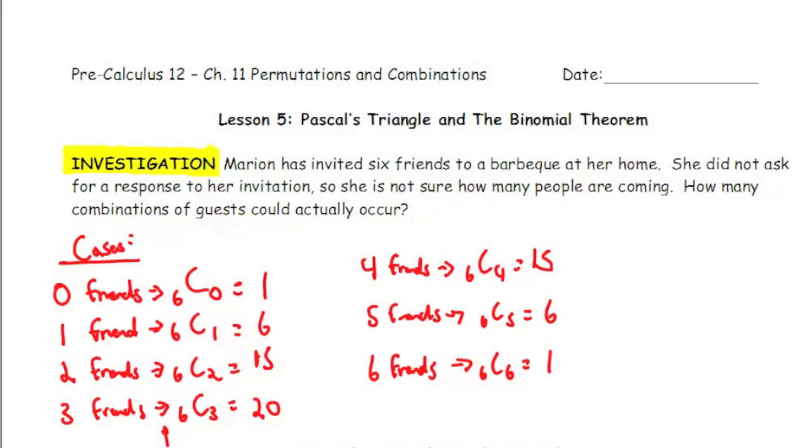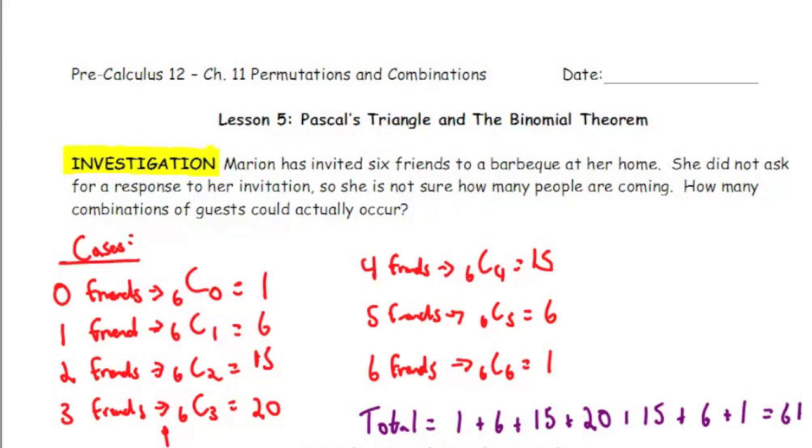So the total number of combinations is, as we found out previously, the sum of all of these numbers. So 1 plus 6 plus 15 plus 20 plus 15 plus 6 plus 1, and that is just equal to 64. Now, I wrote this in a particular way, and I want you to take note of a certain pattern that I hope you see in these numbers.